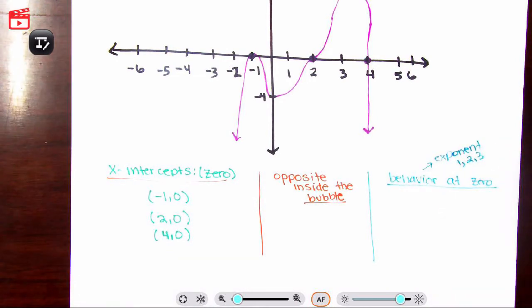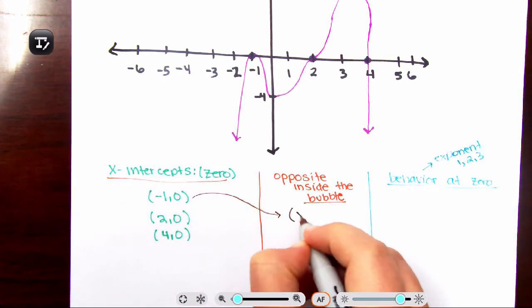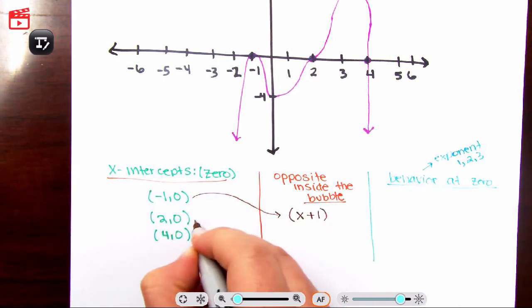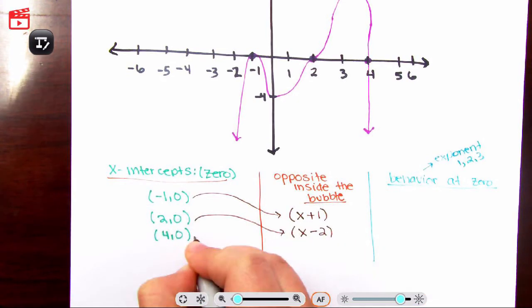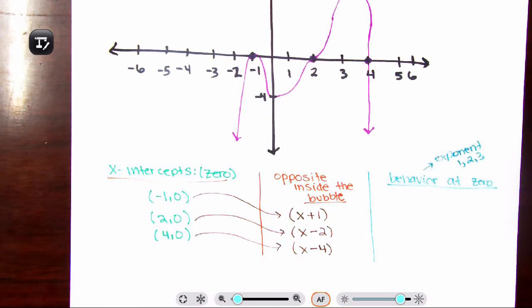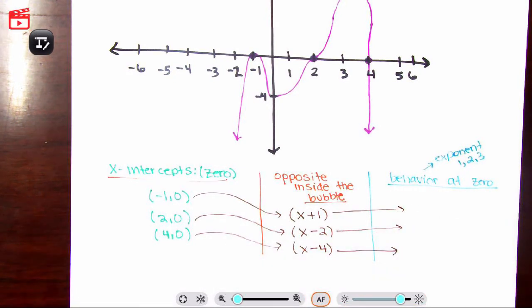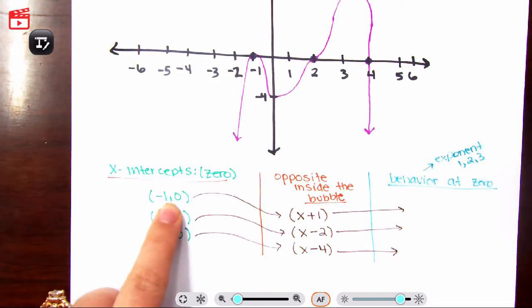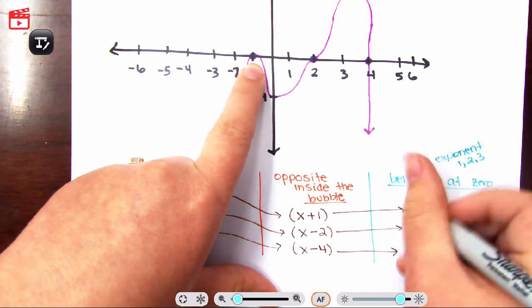Okay, so let's see if we can figure this out together. For my first x-intercept, I have -1 and 0. That means my opposite is x plus 1. If I have 2, 0, my opposite is x minus 2. If I have 4, 0, my opposite is x minus 4. Okay, so that's my opposite. Now I need to know what behaviors are at each 0. So at the x minus 1 intercept, what am I doing? I have a parabola.